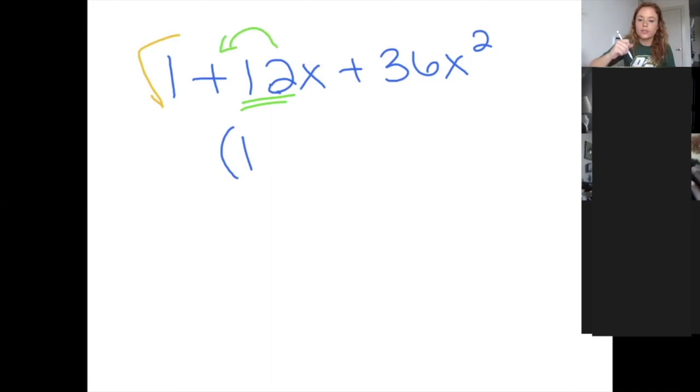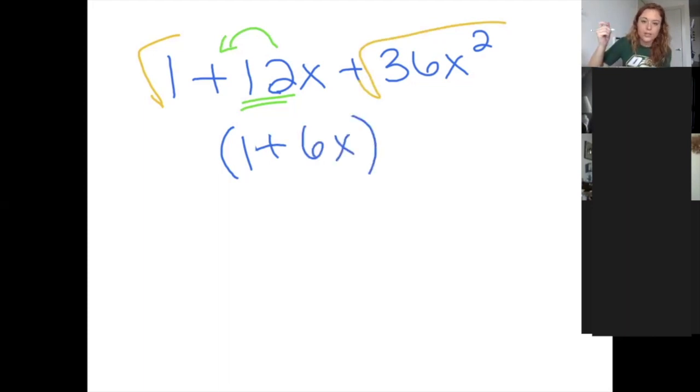So you have to know your middle coefficient. So it is a plus sign. And then the square root of 36. 6x. 6. And then what do you need after that? Squared. 1 squared. That's it. Okay, that is perfect squares.